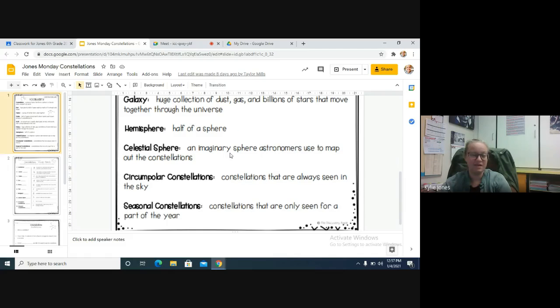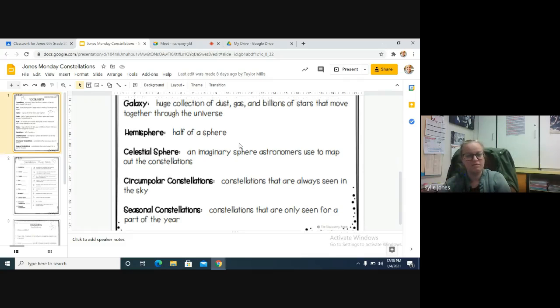And then we have the celestial sphere, which is if you have the Earth in the middle, it's a sphere that's around the Earth that shows us where the constellations are. It's an imaginary map, right? Then we have circumpolar constellations, which are the ones that are always seen in the sky, and then seasonal constellations, which are only seen for part of the year. So we have quite a few vocabulary words there.